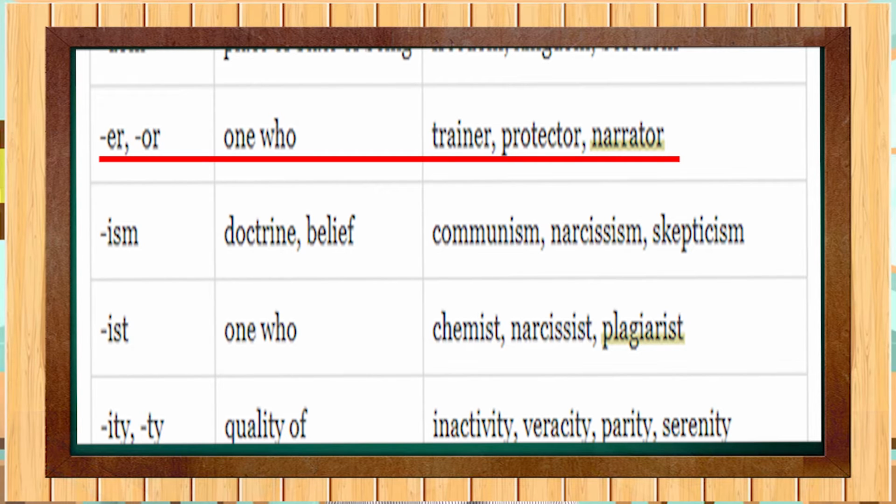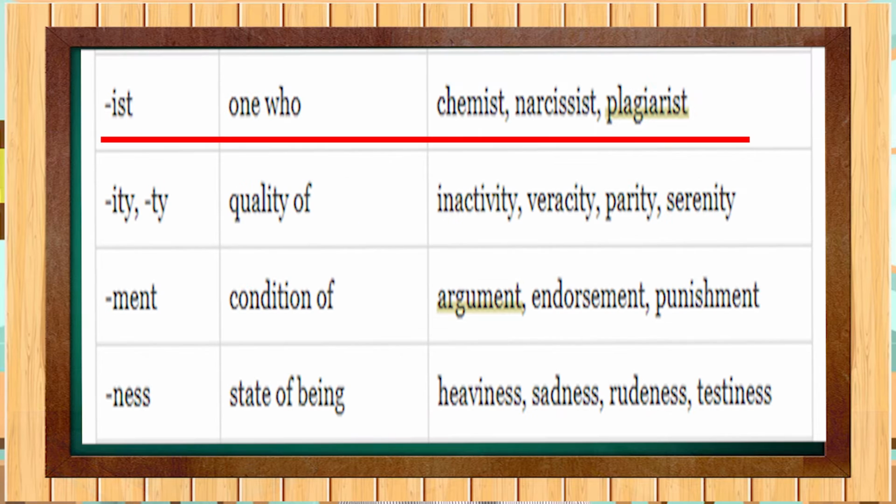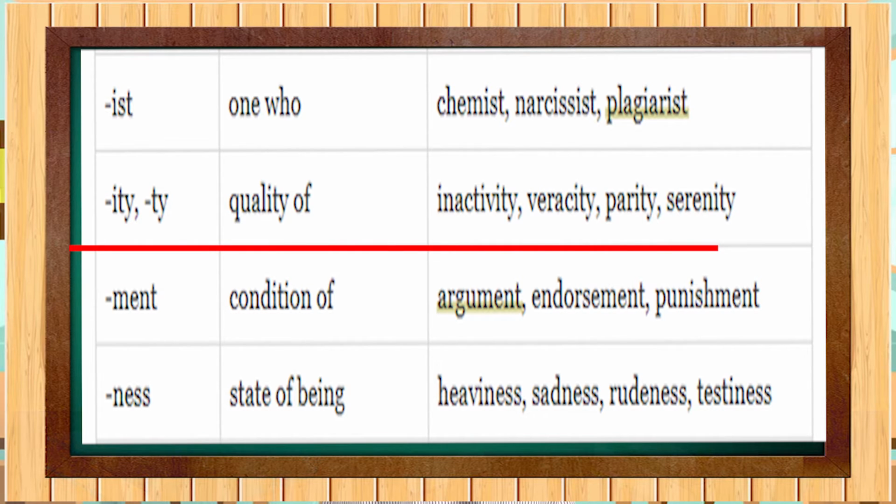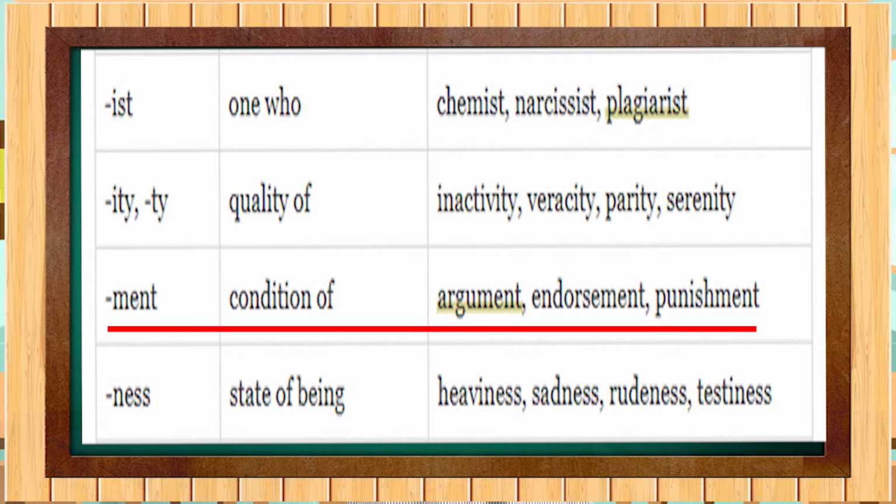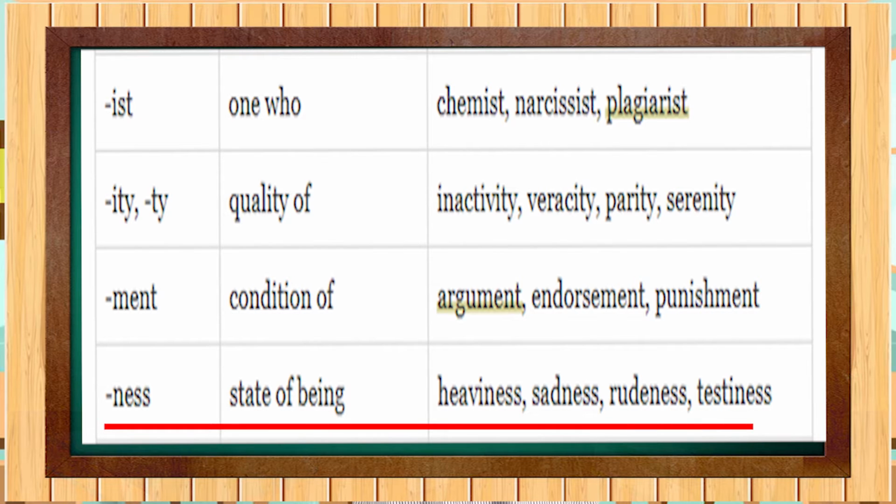Boys and girls, there are many other suffixes that we can add to the end of words to form nouns. Take, for example, IST. We can form the word dentist or chemist. If we have the suffix ITY or TY, we can form the words serenity or inactivity. MENT is a good suffix to form the word argument, or punishment.